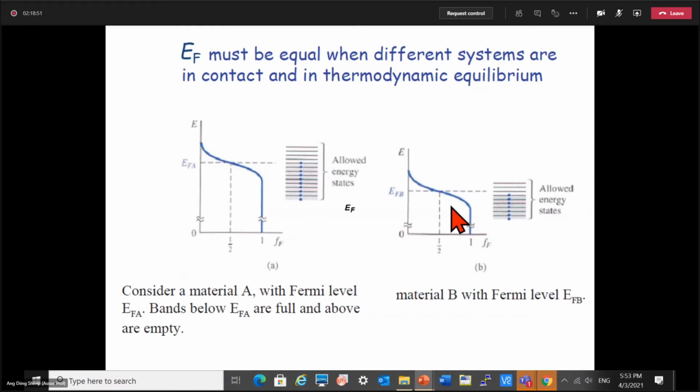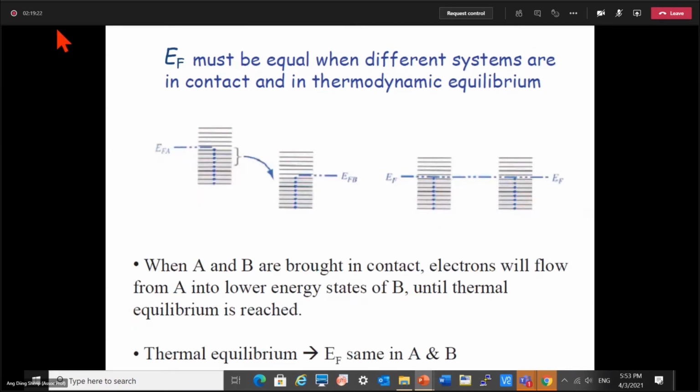Now, if you take another material B, and it so happens that in material B, the Fermi level is below that of material A. So in material B, the Fermi level is here, right? It's lower than that in material A. So they are at different levels at first. So in material B, likewise, the electron will fill up all available states up to the Fermi level. Okay, all right. So now imagine what happened when I bring these two materials in contact to form a junction, which is shown on the next diagram.